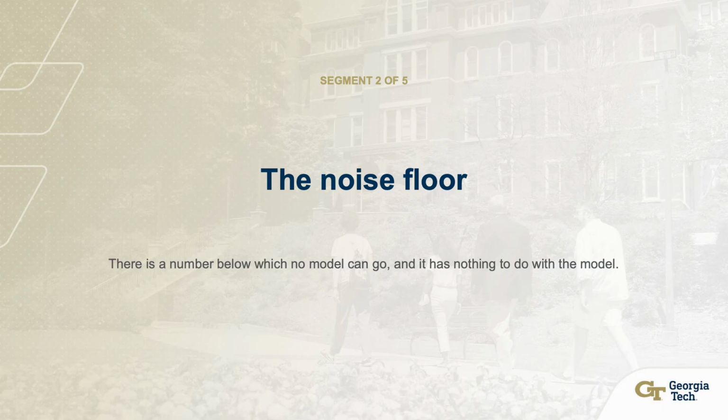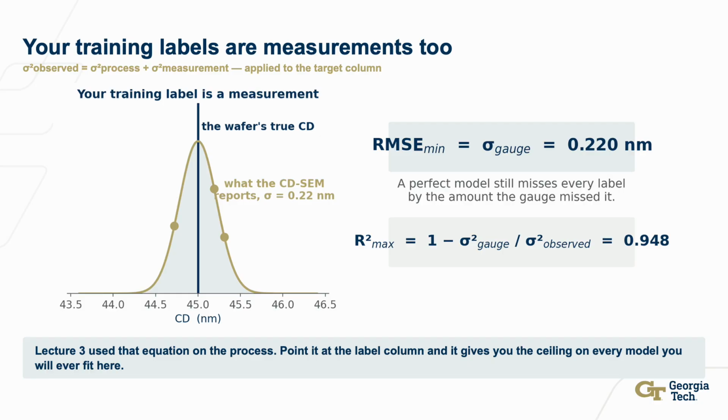There is a number below which no model can go on this data or any data like it. And it has nothing to do with the model, the features, or the algorithm. It comes from a piece of arithmetic you already know. Here is the observation, and it is one of those things that is obvious once said and easy to miss for years. Your training labels are measurements.